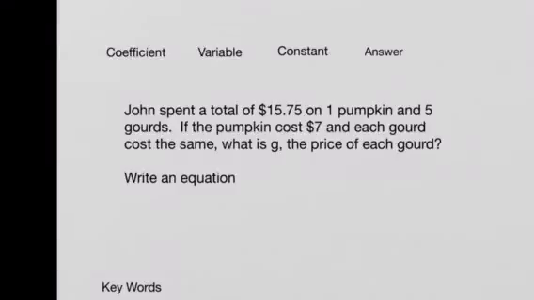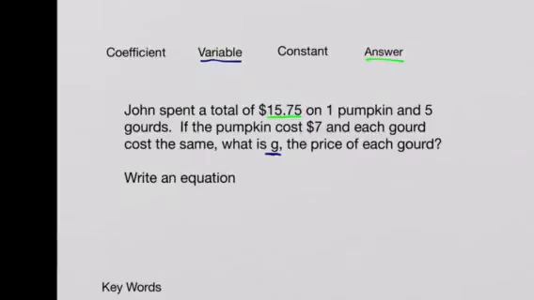So one of the easiest things to pull out, especially when it's labeled, is the variable. Here the variable will be represented by blue, and of course they directly come out and say, what is G? G will represent the variable. Okay, so now what is some other information that we can easily pull out? Well, it says John spent a total of $15.75. So to me, that sounds like it could be the answer, represented by green, so I am going to mark the text 15.75 with green.